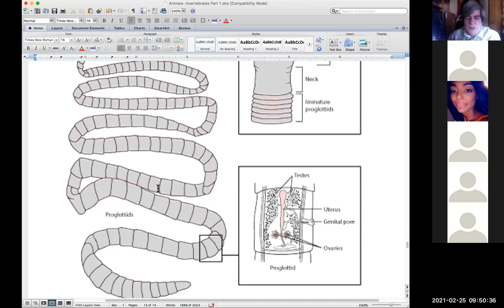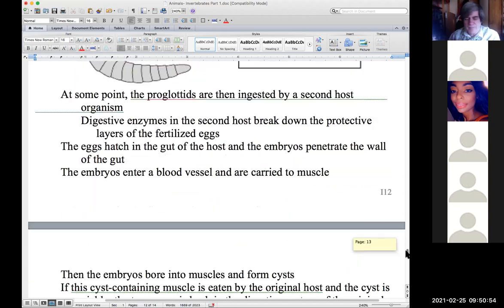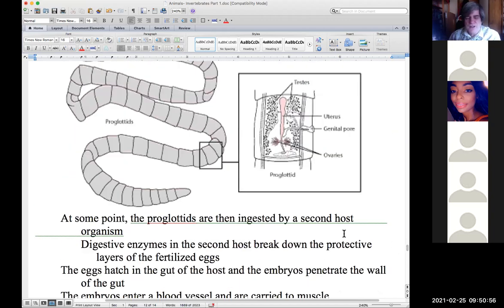So these proglottids get bigger because as they absorb nutrients from your small intestine, the fertilized eggs use these nutrients, and the fertilized eggs get larger and larger and larger. Now, eventually what happens is these proglottids at the end tear off from the body.